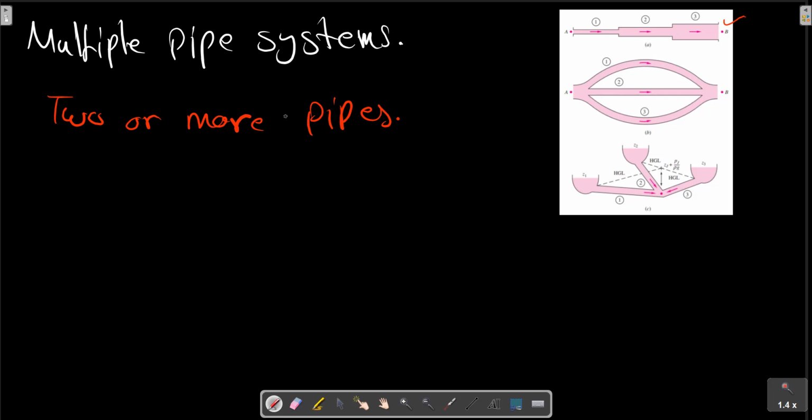In this figure, there are three types of pipe system. The first part is pipes in series. The first is the set of three pipes in series. Rule 1 is that the flow rate is the same in all pipes.